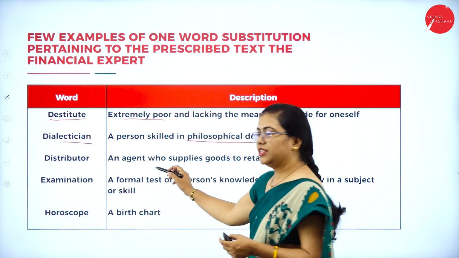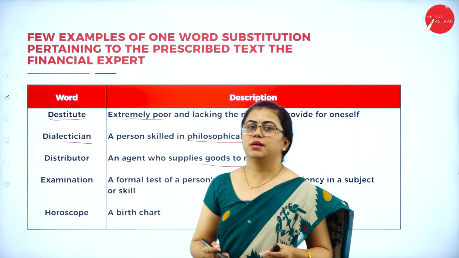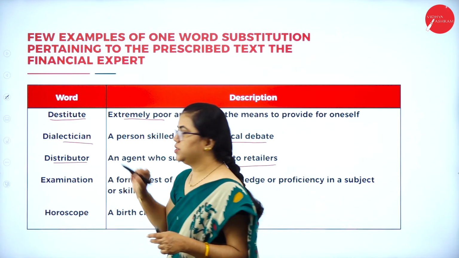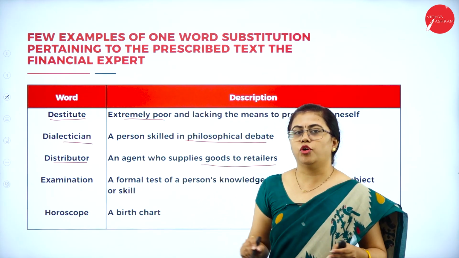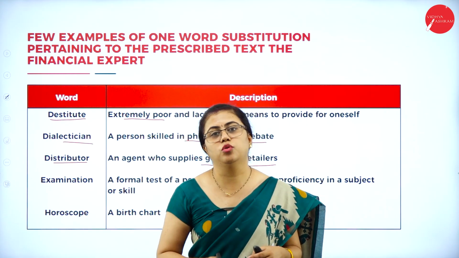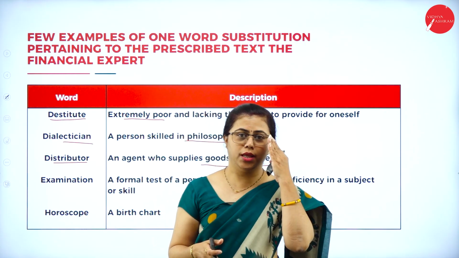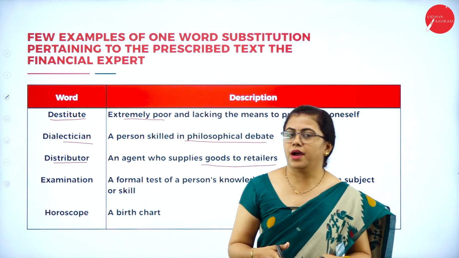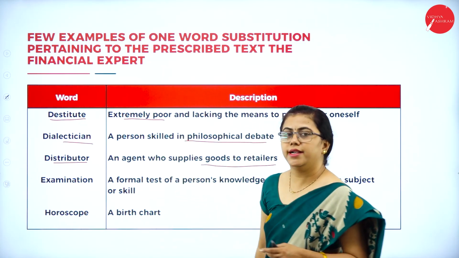Then the agent who supplies goods to retailers. Somebody who supplies, who distributes, is called a distributor. In this story, in this novel that you have read, it is the person who distributes the books. It is the person who distributes the book written by Dr. Paul, bought by Margaya. So he is called a distributor.